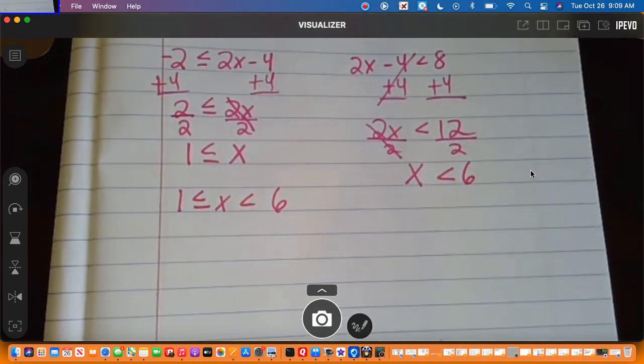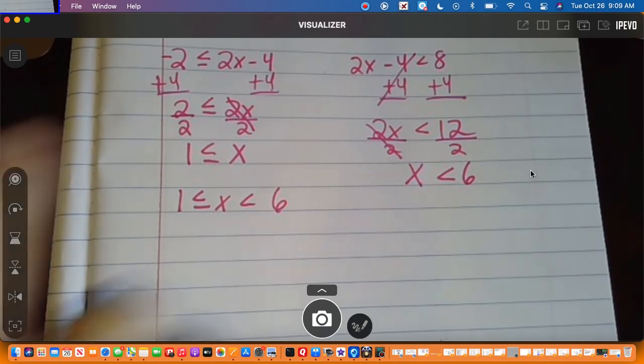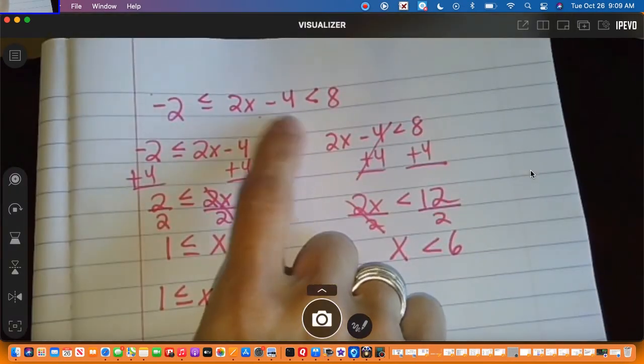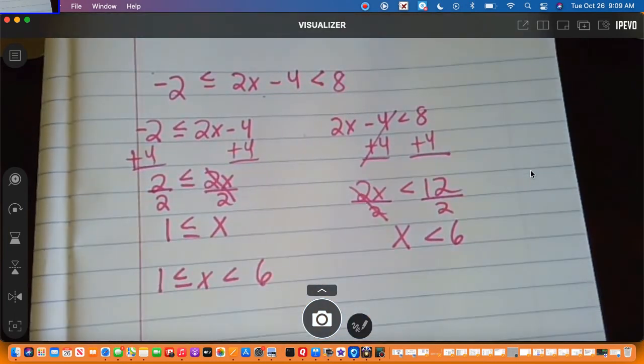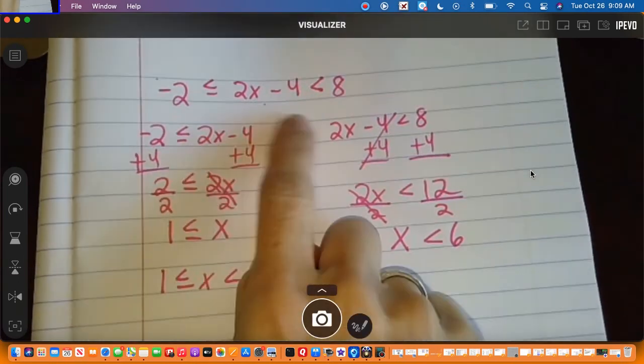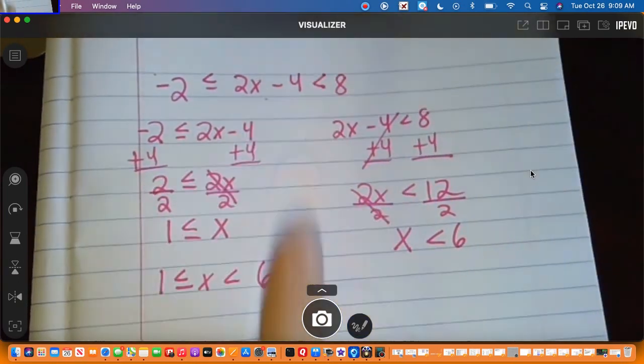So, how do you know when to use or and when to use and? They're going to have the word or. It's going to be an or anytime you see the word or. If it's written like this, you just have to know that it's an and. If they have the word and, it's and. If they have the word or, it's an or. Or will never be written this way. Okay?